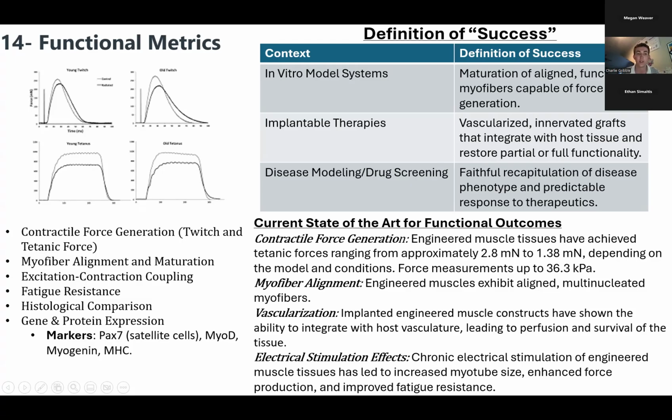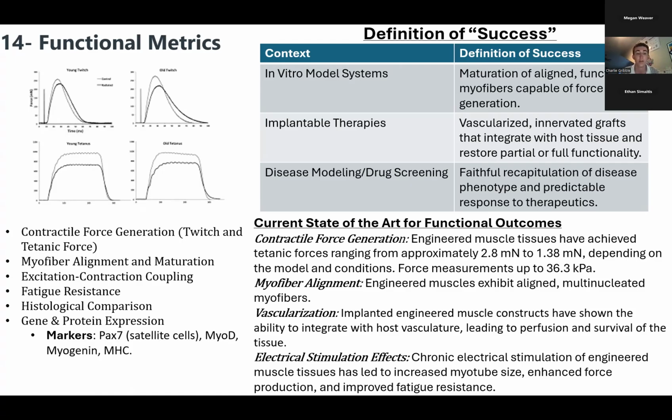What is the definition of success in this field? Definitely some different mixed opinions. After doing a lot of research through different websites and papers, this is what I thought the best definition for these areas was. When looking at in vitro model systems, the definition of success would be really to get these myofibers mature, both aligned and functional and capable of force generation.